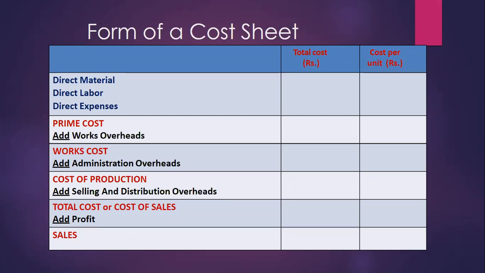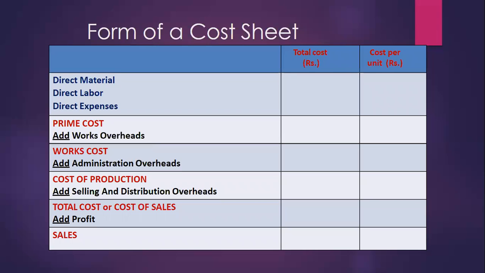When you club these three, those are expenses which we can directly identify as related to this particular product. So when you club direct material, direct labor, and direct expenses, we call it in costing the prime cost. Now when you get prime cost, after that we have to add works overhead.